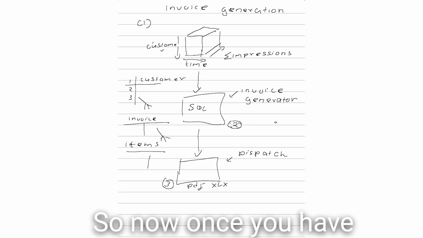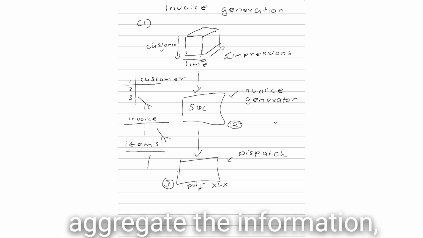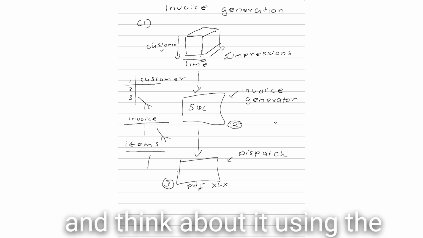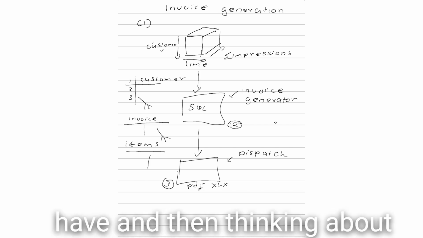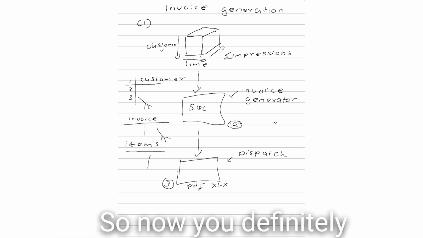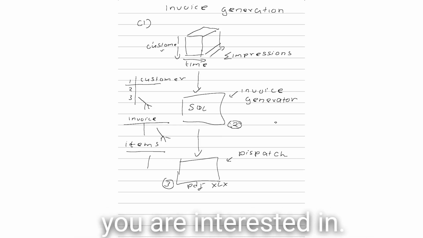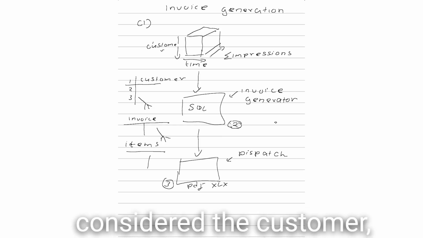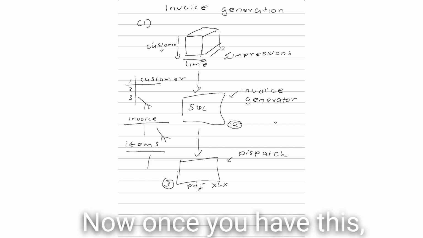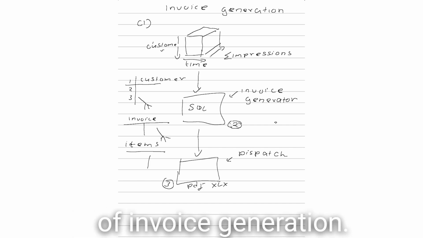So now, once you have gotten to the point in time where you have been able to aggregate the information, remember, as we mentioned, you want to put it inside and think about it using the various dimensions that you have, and then thinking about it as more or less cube data. So now you definitely have multiple dimensions depending on what you are interested in. For this diagram, I've only considered the customer, time, and maybe the sum of the impressions. Now, once you have this, you have to store this information for purposes of invoice generation.